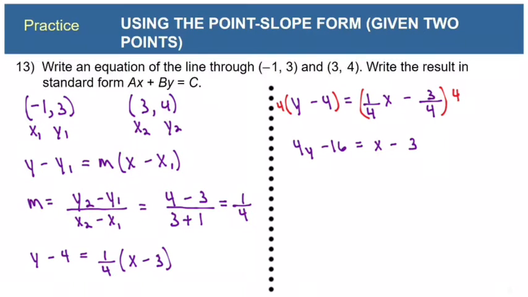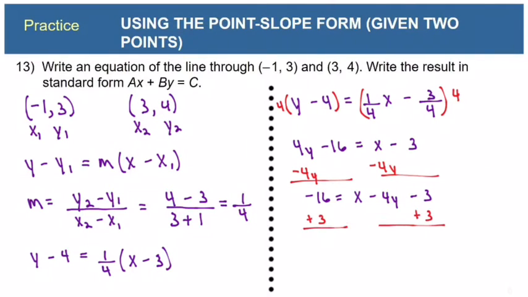Okay, now I know that I want the x and the y on the same side, but I need the x coefficient to be positive. So I could move the x over here to the left, but that would make the x coefficient negative. Instead, I'm going to move the 4y over to the right, and that's going to give us negative 16 on the left and x minus 4y minus 3 on the right. And now we will add 3 to both sides. And that's going to give us negative 13 on the left equals x minus 4y.